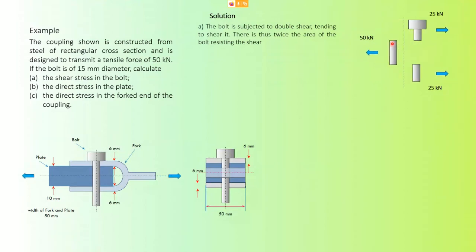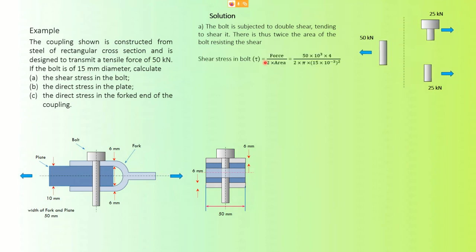So what is the area of this bolt here? It is a circular bolt. How do you know it's circular? Because they give you the diameter, 15 mm. Remember, convert this to meter first, so it is 0.015 meter. That is the diameter. So you have to use the formula for area of a circular cross-section. The area is either pi r square, where r is the radius, or pi d square over 4.